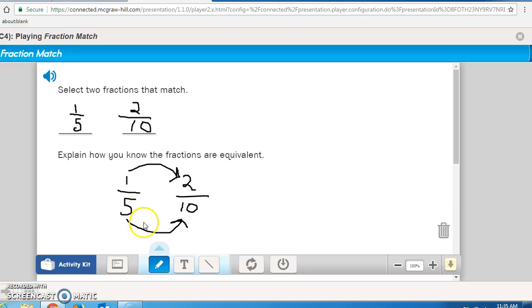So how did 5 become 10? I multiplied it by 2. Notice I wrote times 2 here, so I'd write times 2 here also. What is 1 times 2? 2. So 1/5 equals 2/10. And this is my proof to prove it.